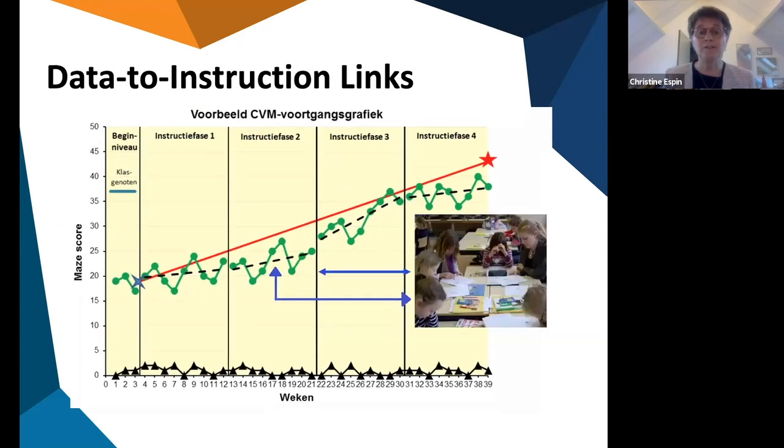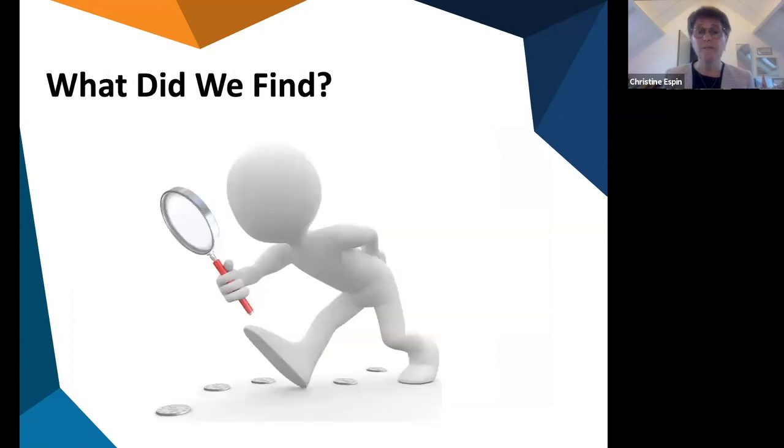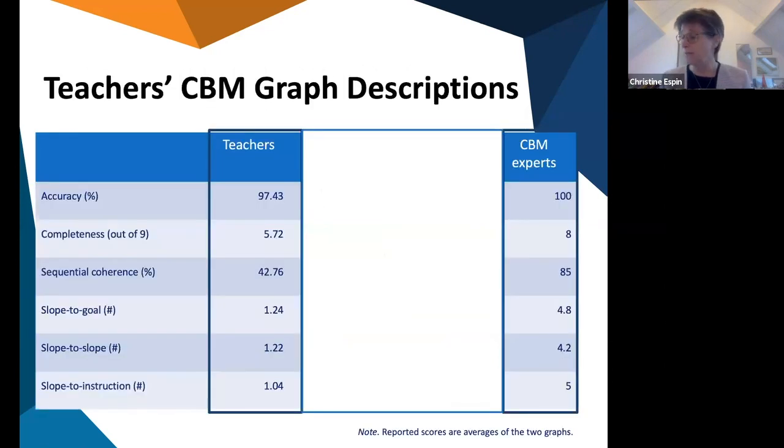And finally, we wanted to know, to what extent do teachers or our participants compare the student's rate of growth to instruction? So in other words, do they look at the student's rate of growth and then make evaluations of the effectiveness of instruction for that student given the student's rate of growth? And we call that a data to instruction link. So what did we find?